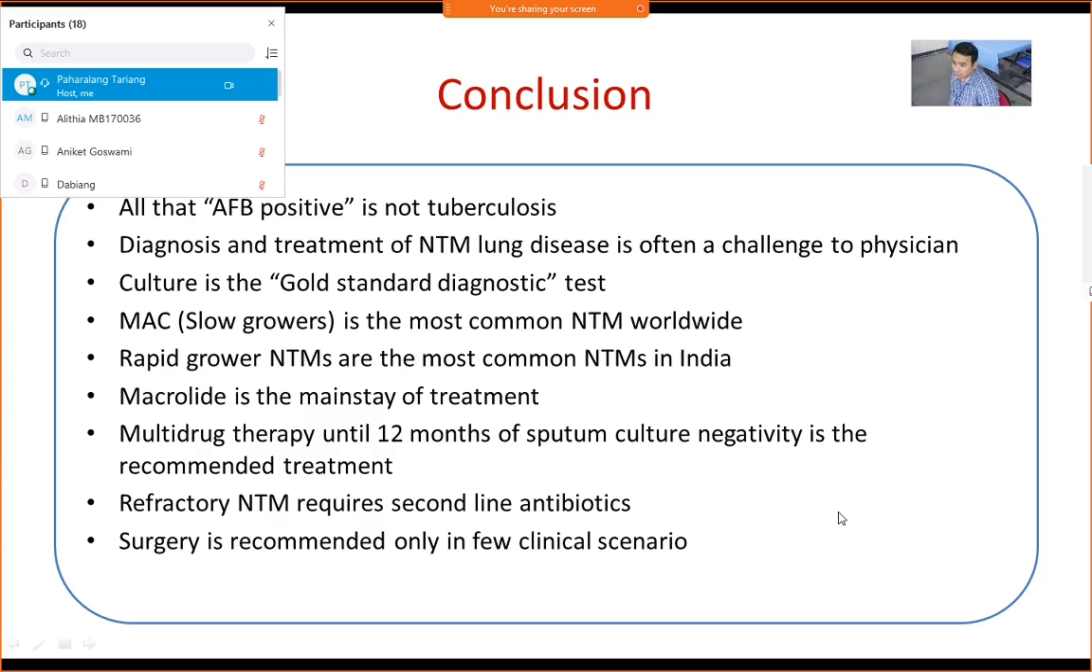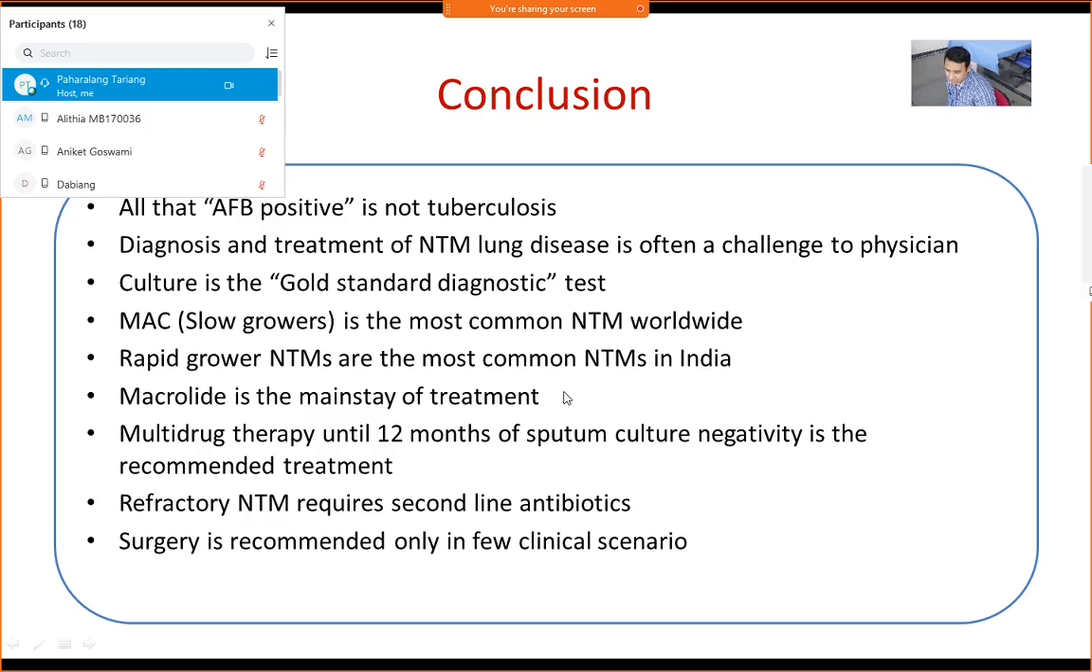So in conclusion, you have to remember all AFB positives are not tuberculosis, especially if there has been no response to treatment. Diagnosis and treatment of NTM lung disease is often a challenge to the physician. Culture remains the gold standard diagnostic test for NTM disease. MAC is the most common NTM worldwide. Rapid growing NTMs are the most common NTMs in India.